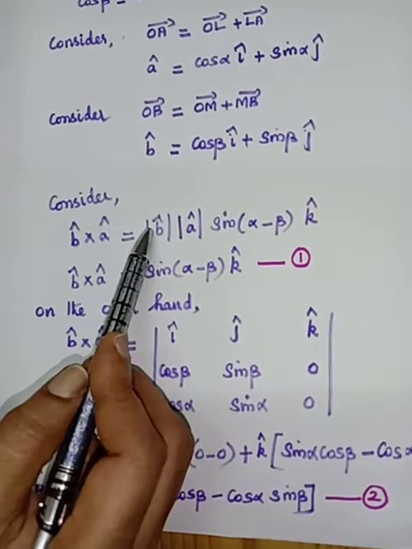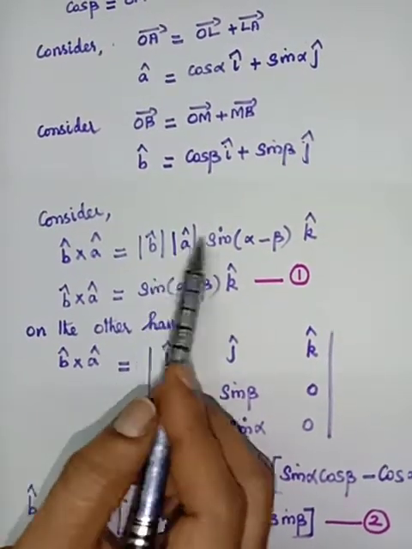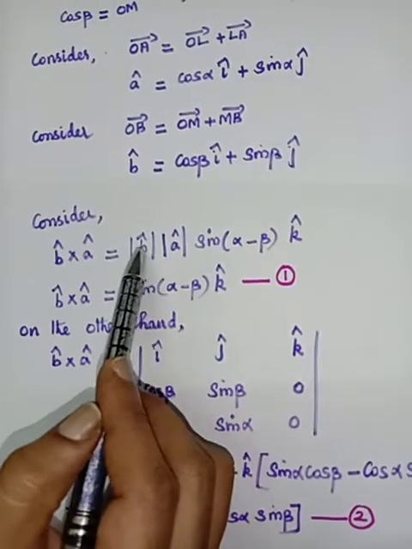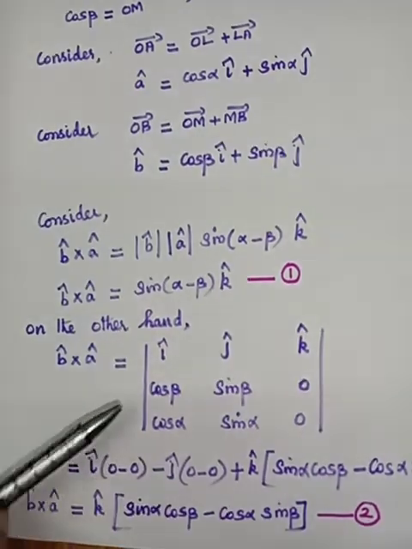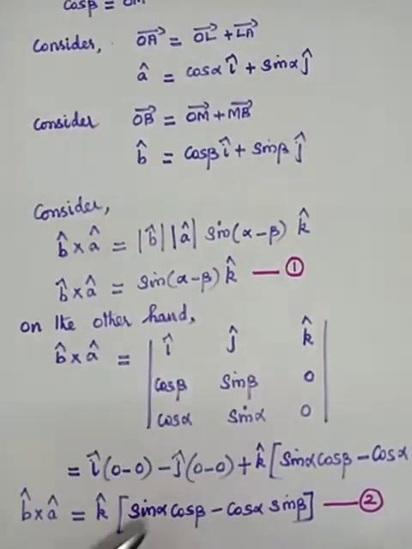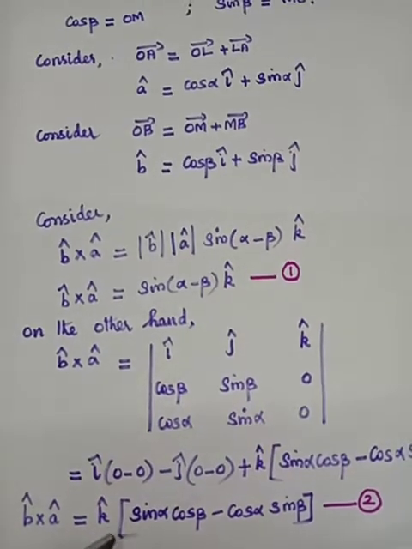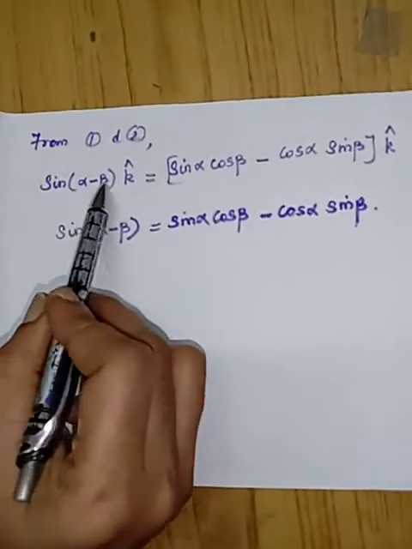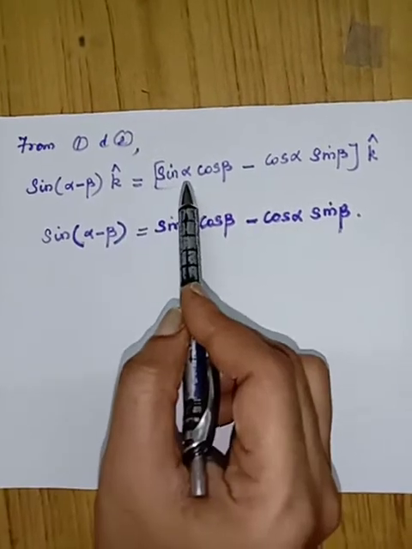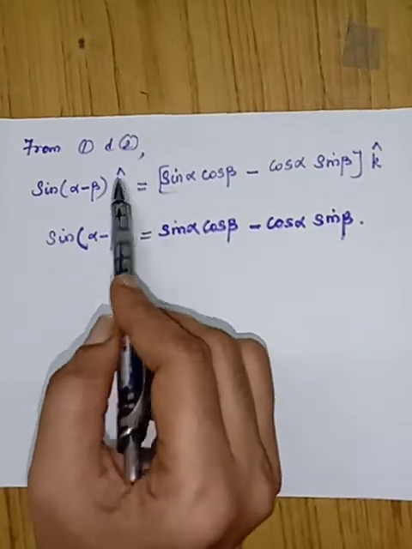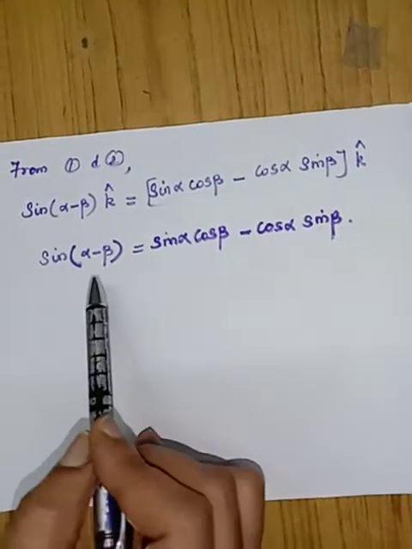So that is equal to modulus of B cap, modulus of A cap, sin(alpha minus beta) into K cap. These two moduli are 1 into 1. So you have to use the components while you are expanding by R1. By R1 you will get this result. So from 1 and 2 if you equate, you will get sin(alpha minus beta) into K cap is equal to sin alpha cos beta minus cos alpha sin beta into K cap. So K cap gets cancelled.